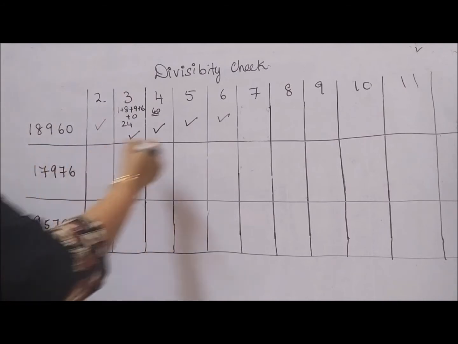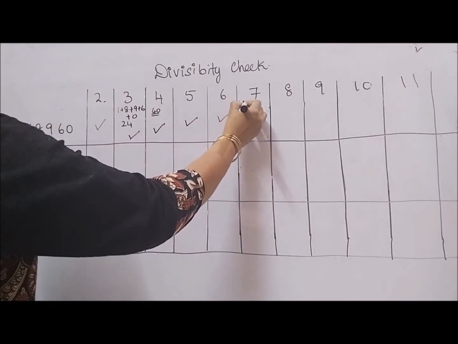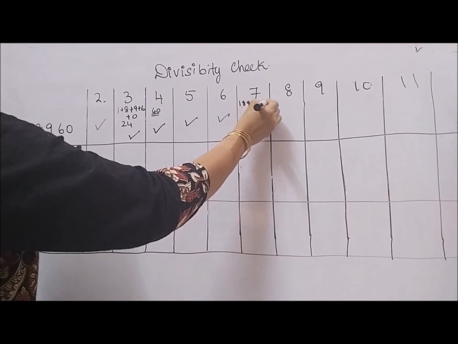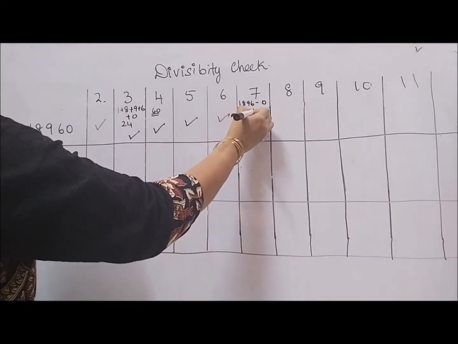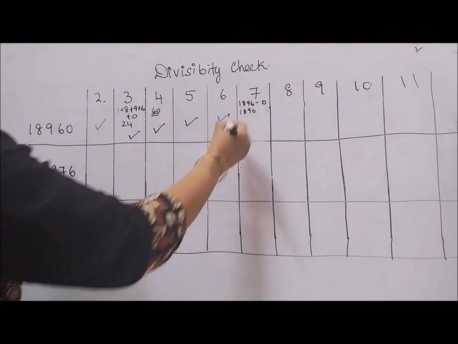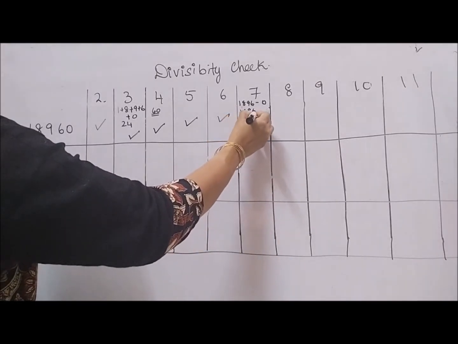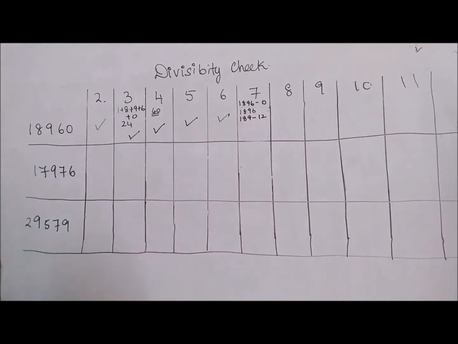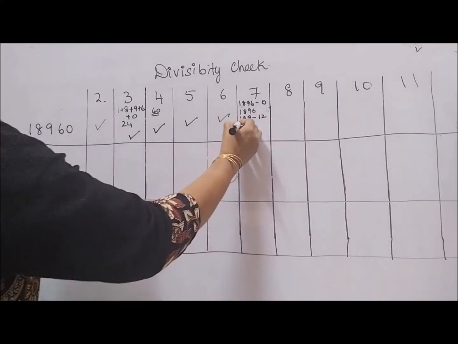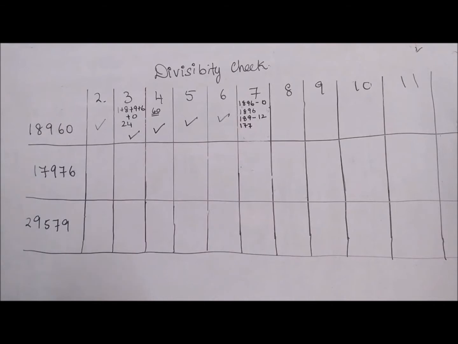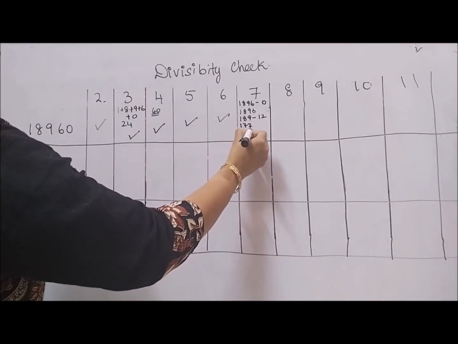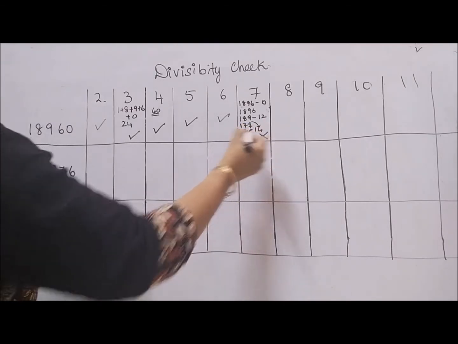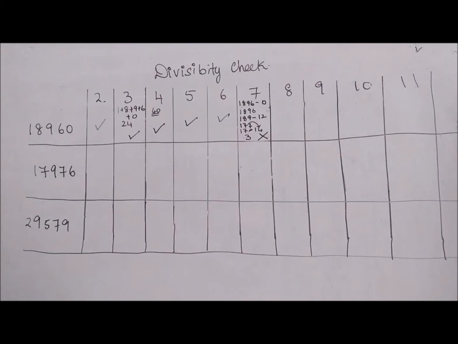7. 18960. So 1896 minus 0 into 2, 0. So I get 1896. Now I don't know still whether it is divisible. So what I'll do, 189 and 6 is converted as 12. So 189 minus 12 is 177. So 177 minus 14. 7 is converted as 14. It's 3. So it is not divisible by 7.